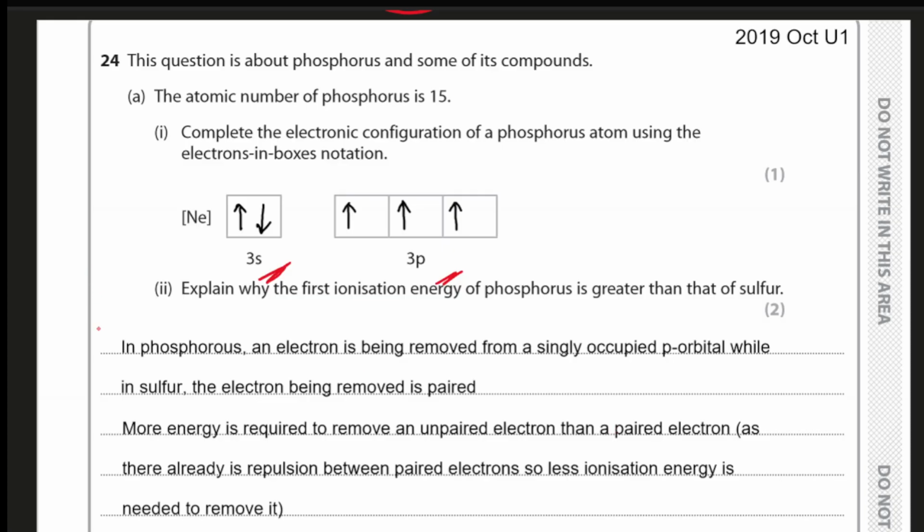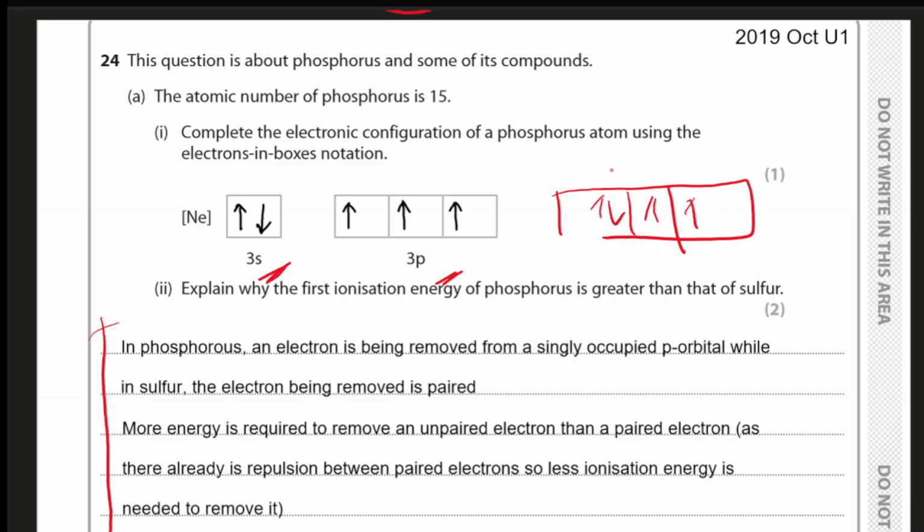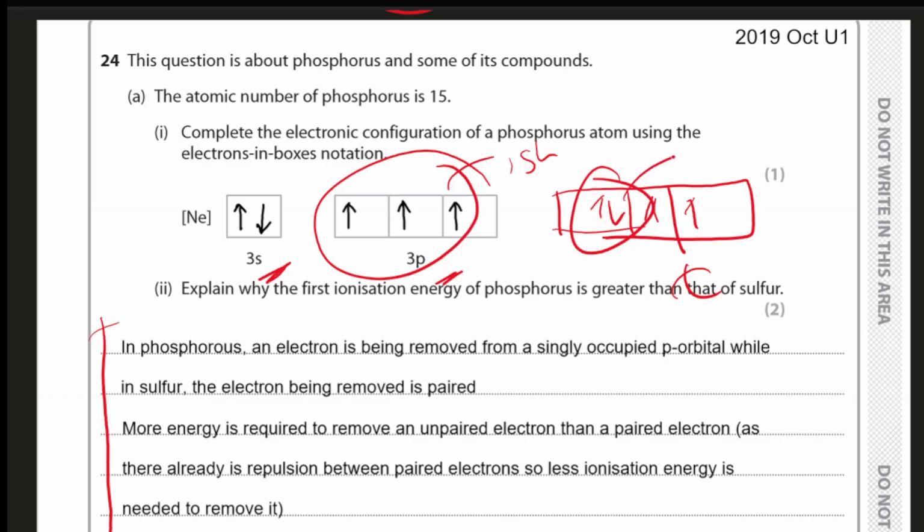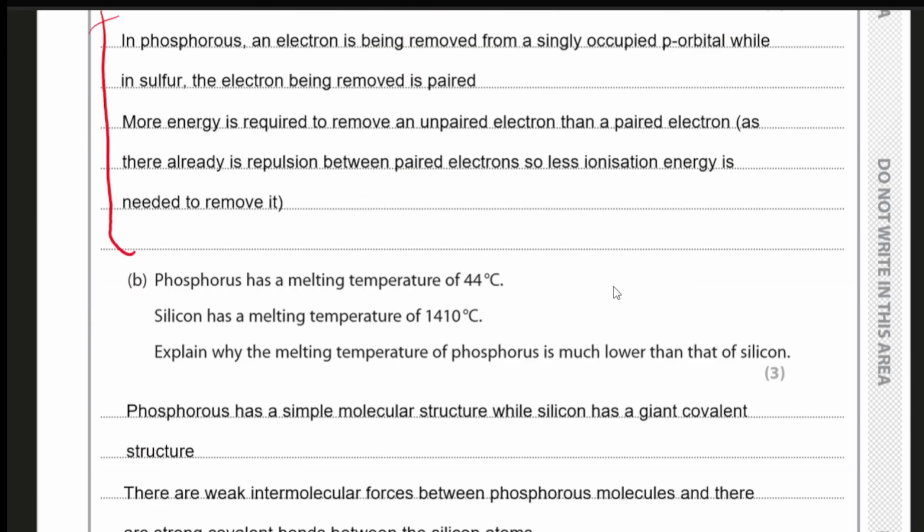Now a little while back I explained this: in phosphorus, we can see clearly the three electrons are present in their unpaired state, but in sulfur one extra electron is there in its 3p subshell, making it paired. Due to the presence of one extra electron in sulfur's 3p subshell, repulsion increases. So here stability decreases, while here the stability is higher. If the stability is higher, to remove an electron from its stable state, obviously more energy will be required. So ionization energy will be greater compared to sulfur, where due to the presence of repulsion, the stability decreases, and so less energy will be required to remove it.